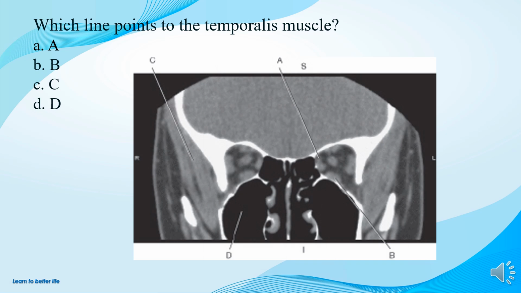Which line points to the temporalis muscle? A, B, C, or D? The answer is C. Which line points to the inferior rectus muscle? A, B, C, or D? The answer is B.